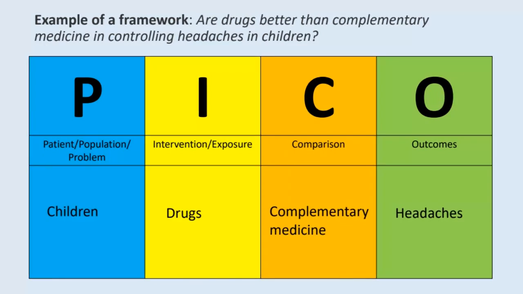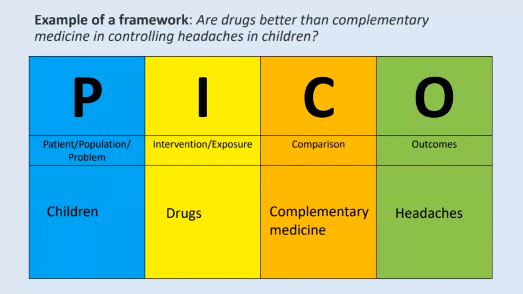So on the screen you'll see an example of a framework, a PICO framework, and the research question is, are drugs better than complementary medicine in controlling headaches in children? And so you can see we've broken it down into 4 key concepts here. We've got the patient, population or problem, and so our patient group is children. Our intervention is drugs, and you would tend to have some more specific drug types or names in there.